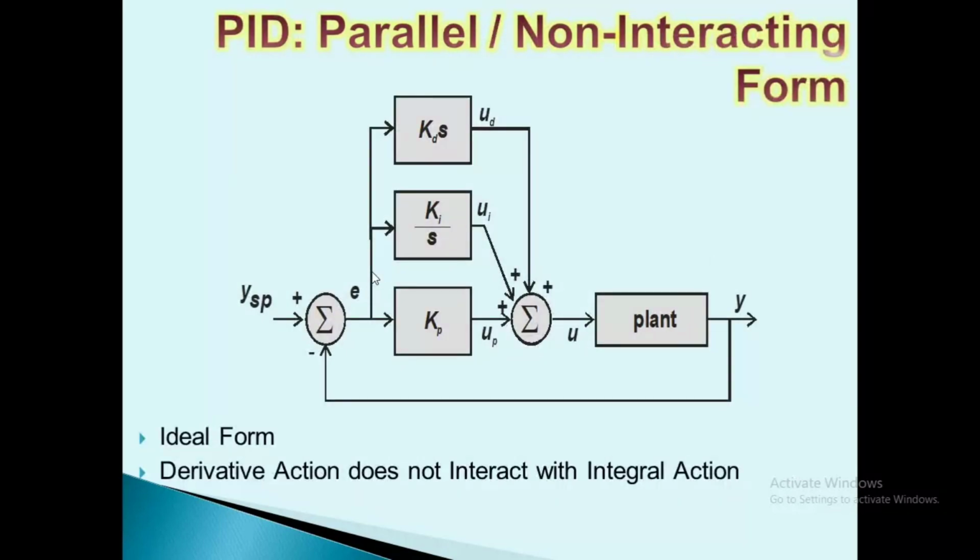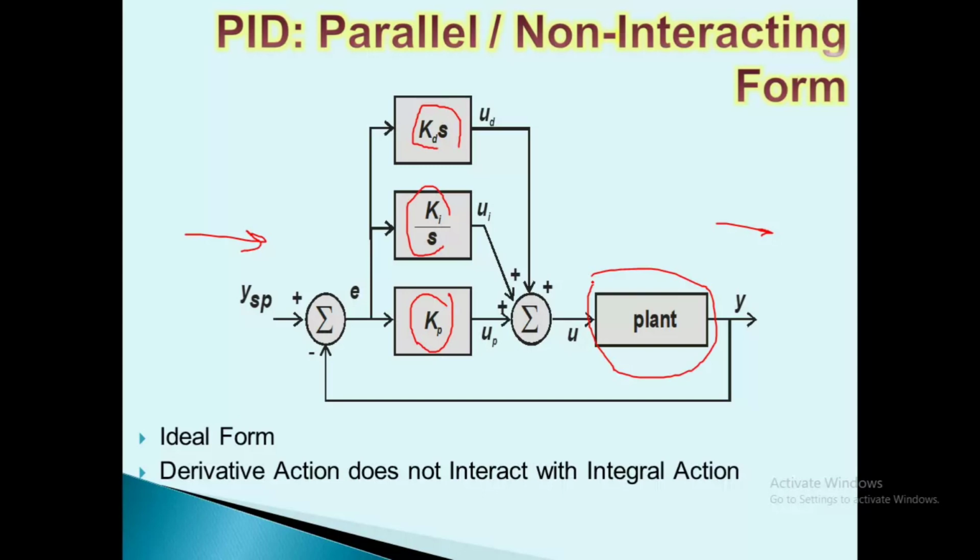Now this is the combined form of PID, where all the control actions are used at the same time so that you get a faster result and can achieve your set value at a faster rate. Over here you can see there is derivative action, here we have integral action, and here we have proportional action. This is the input given to the system and we are getting output from the system. This is your system. It may be any kind of plant, a power plant, refrigeration plant, air conditioning plant, or sugar factory. This is the ideal form, and derivative action does not integrate with your integral action.